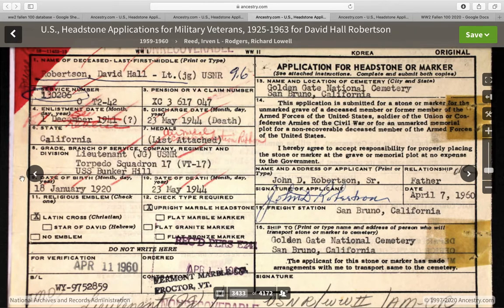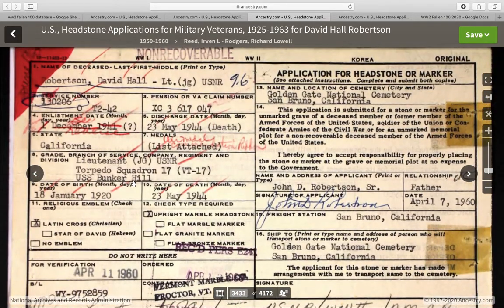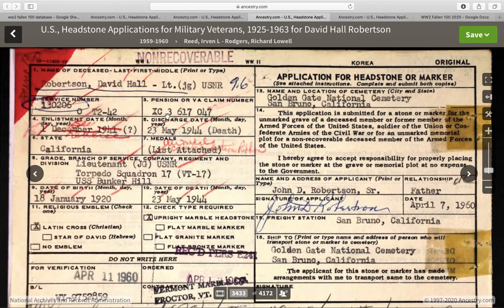We know the day he was born. We know the day he died. All useful information to continue to do further research about this individual. So there are about 80,000 of these applications for headstone markers. And as you know, there's like 400,000 people that died. So unfortunately, we don't have this record for all of the fallen. But that's a good chunk to start with.